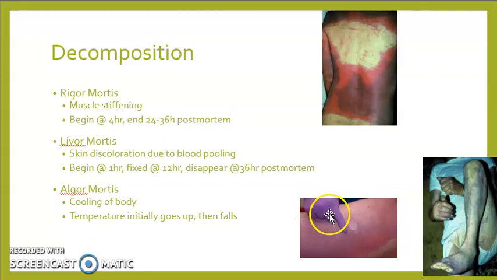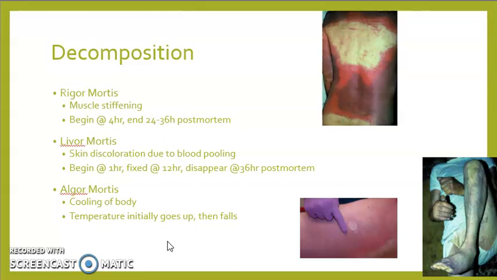So this is somebody at the ME's office wearing the purple gloves, and they've put their finger on the flesh here, and the blood moves away where they're exerting pressure. So this happens when lividity is starting to wear off. Algor mortis, then, is when the body is cooling. And so you can take the body's temperature, it will cool to ambient temperature.